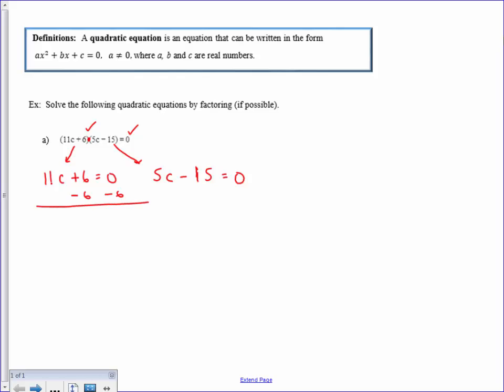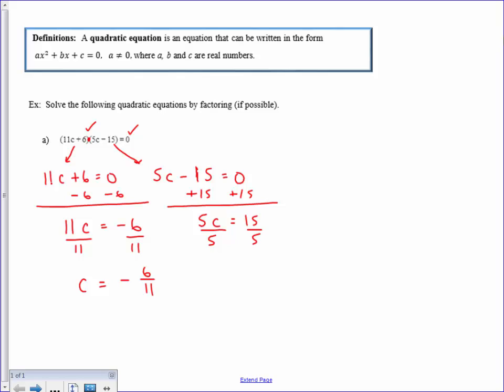So we'd subtract 6 over here. I'd have 11c equals negative 6, and then I would divide by 11. So in this case, I'd have c equals negative 6 over 11. For the other equation, I would add 15 over. That would result in 5c equals 15. Divide out the 5. And so in that situation, I'd have c equals 3.